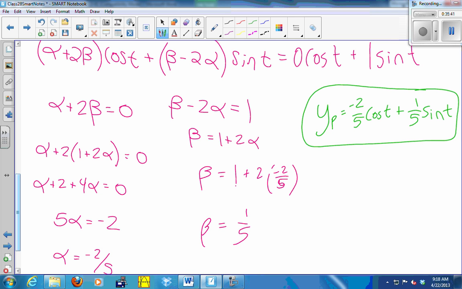Okay, that's step 2. Once you've done one of these problems a couple times, it doesn't feel as long. Now you just add the two solutions that we have together: the general solution to the unforced plus the particular solution to the forced, and we get the general solution to the forced equation.